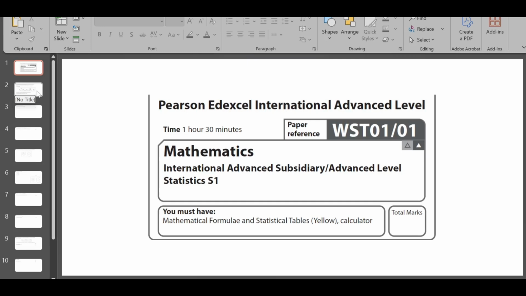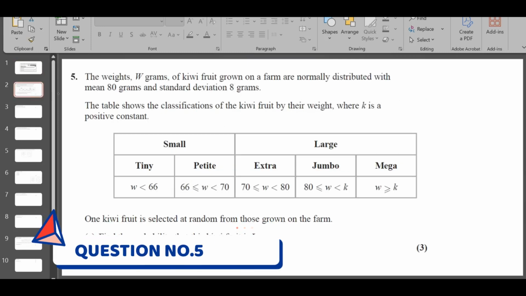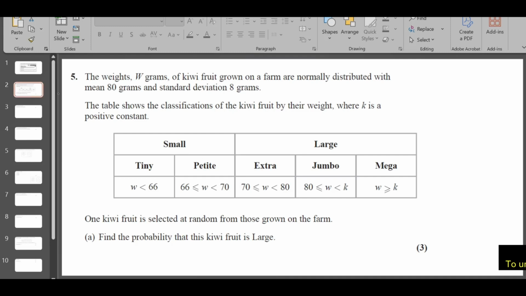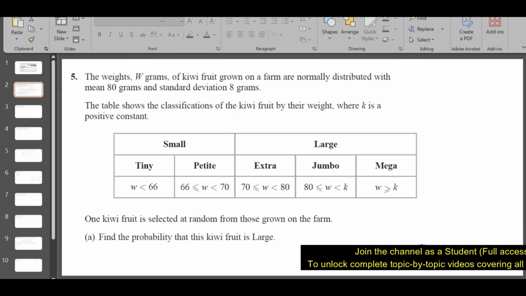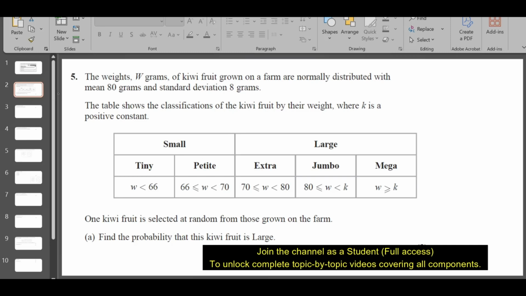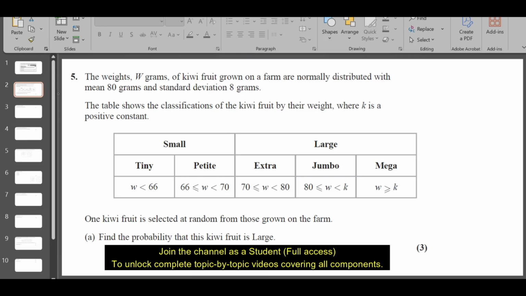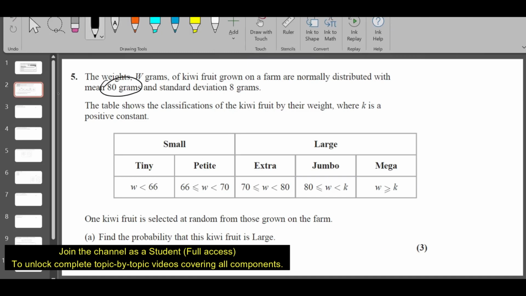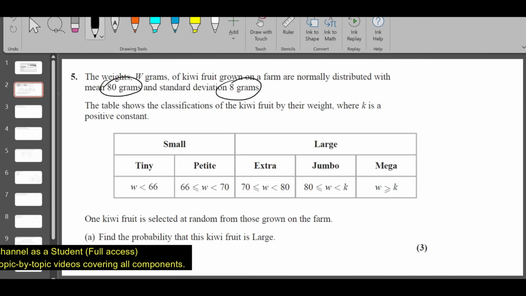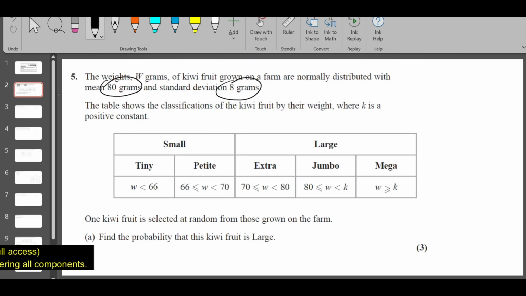In part 1 of this video, we have covered question number 1 to 4. So let's look at question number 5. The weights W grams of kiwi fruit grown on a farm are normally distributed with mean 80. So mu is 80. Sigma, the standard deviation, is 8 grams. Okay. So we can write W follows normal distribution of mu comma sigma square.